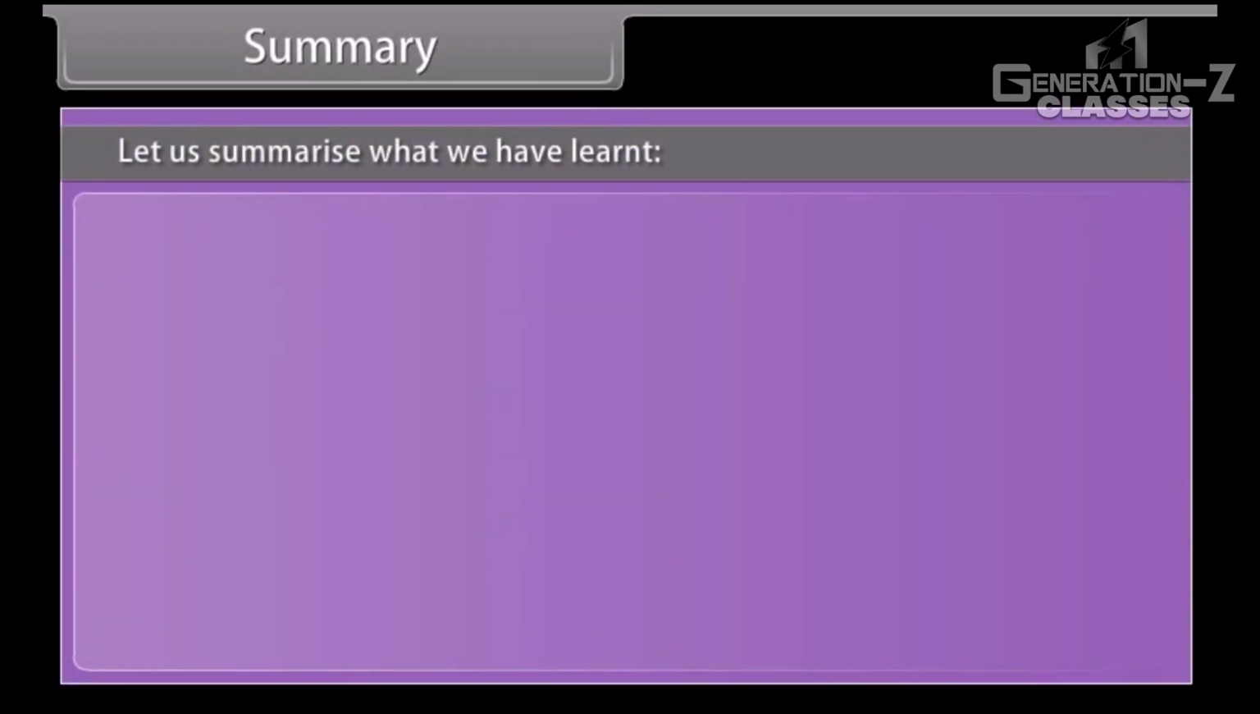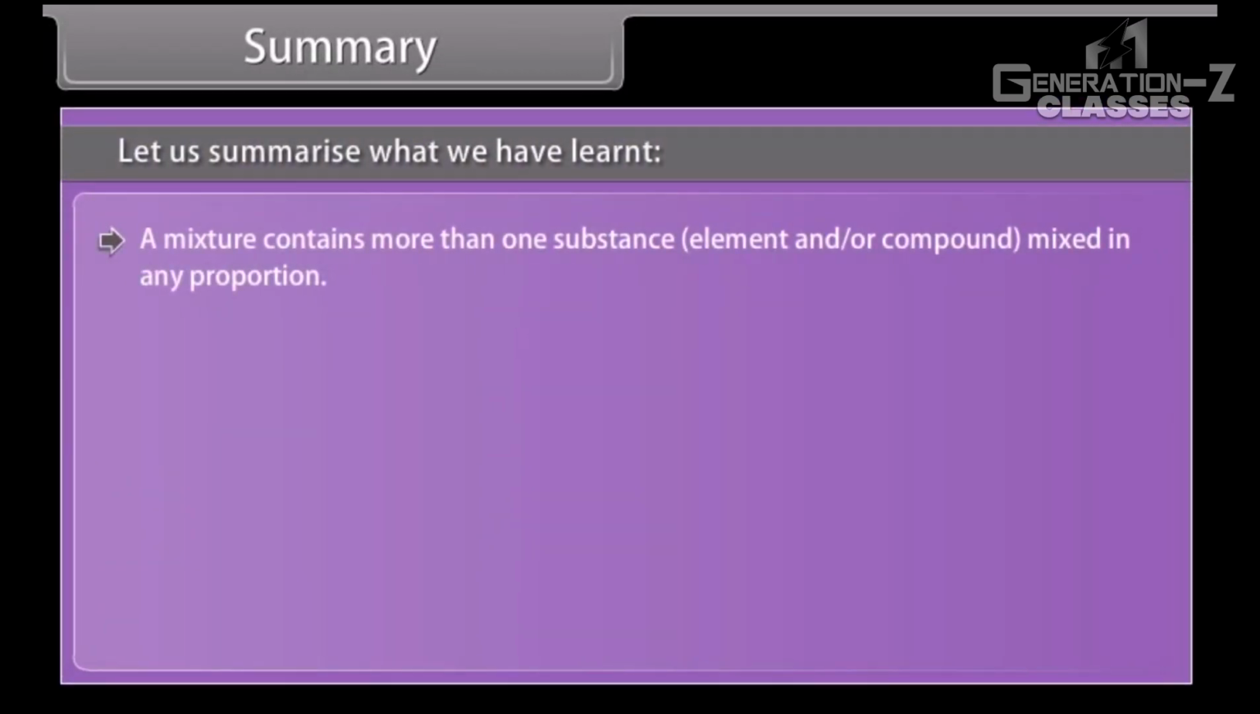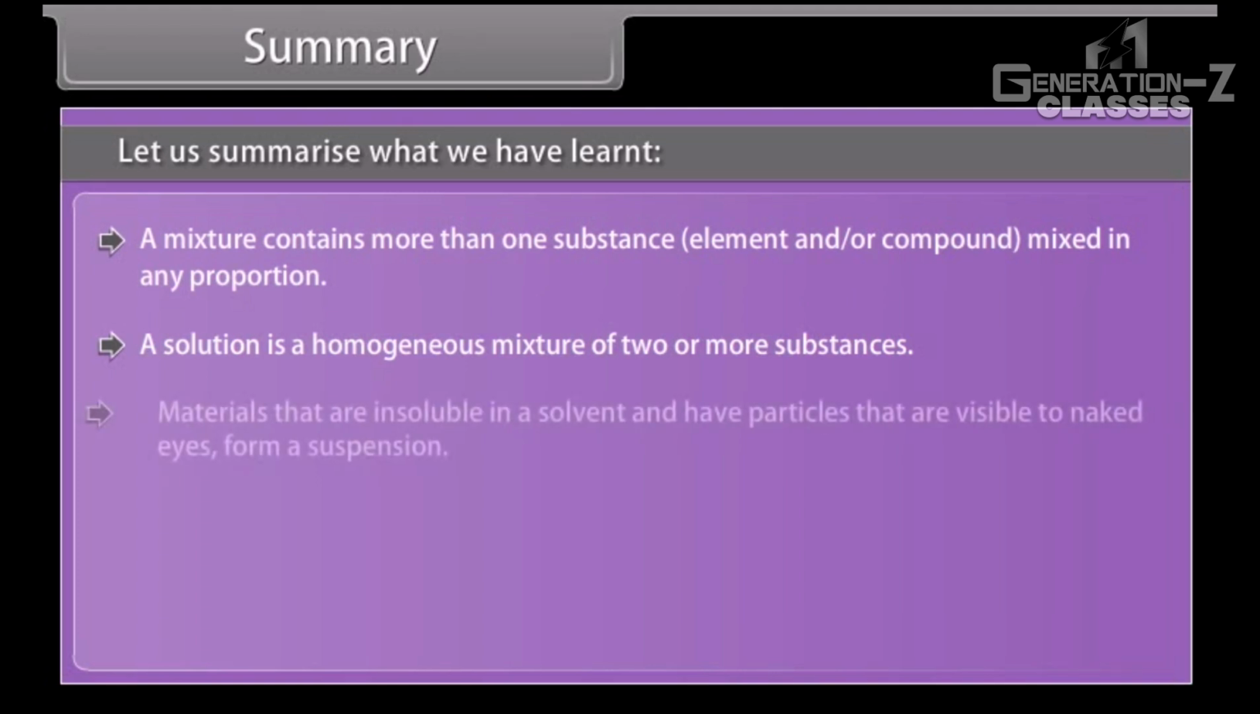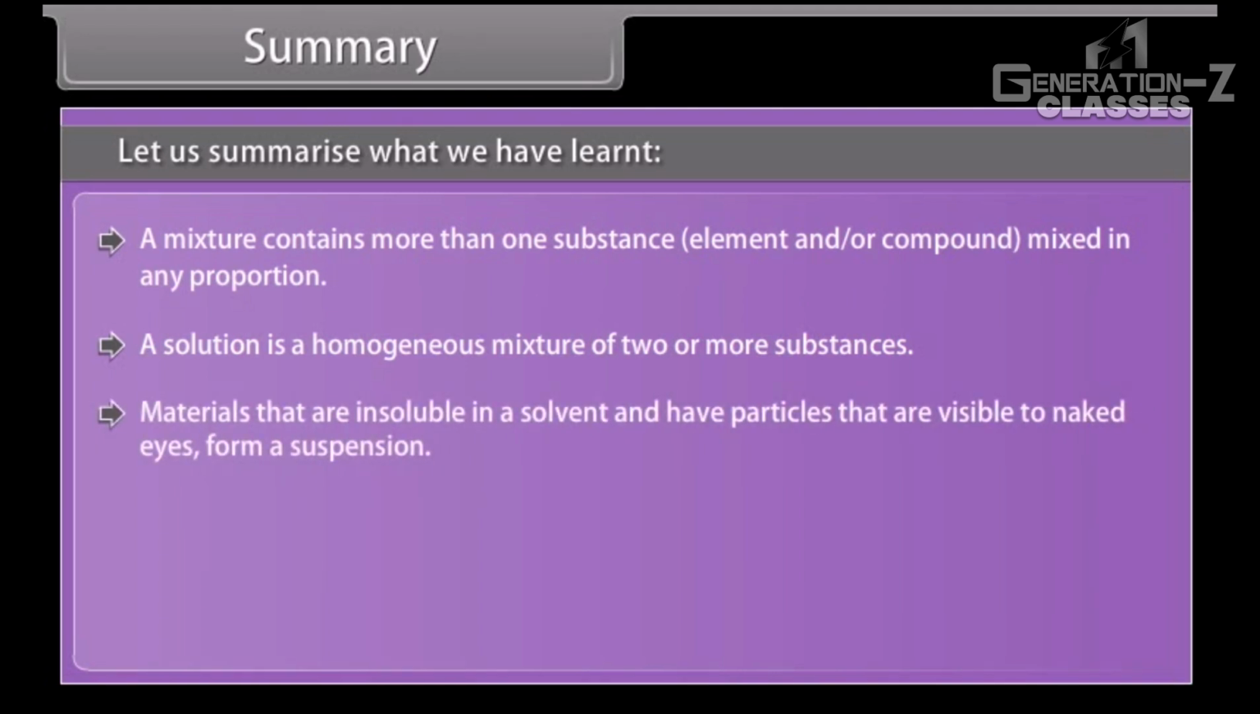Summary. Let us summarize what we have learned. A mixture contains more than one substance, element or compound mixed in any proportion. A solution is a homogeneous mixture of two or more substances. Materials that are insoluble in a solvent and have particles that are visible to naked eyes form a suspension. A suspension is a heterogeneous mixture.